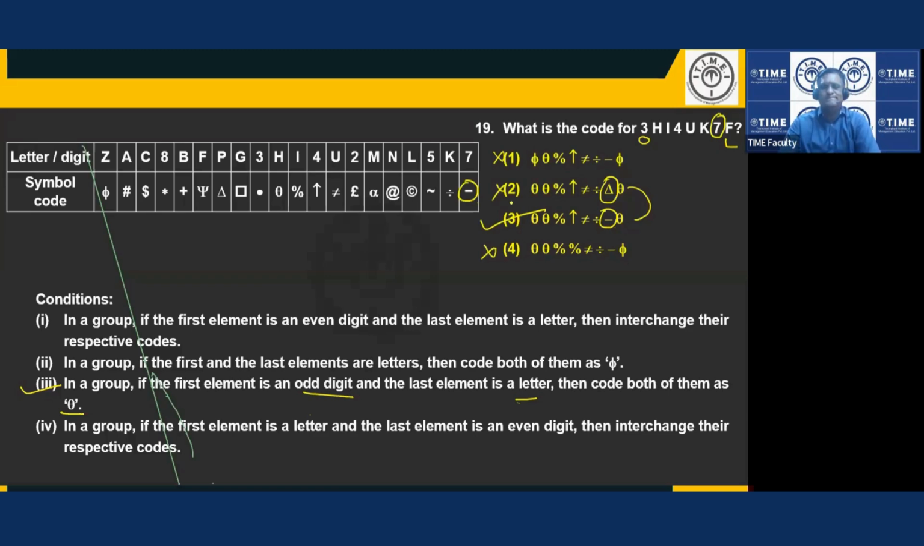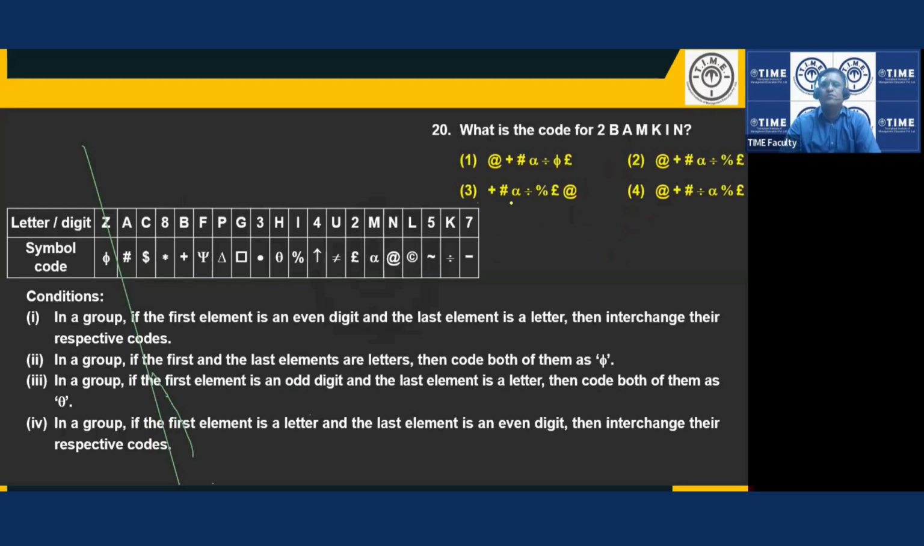Next. What is the code for 2BAMKIN? 2 is even and N is a letter. Starting is an even element, last is a letter. Condition number 1 is matching. The first element is an even digit and the last element is a letter, then interchange their respective codes. Okay. What is the code of 2 given? Dollar symbol. So ending is dollar.